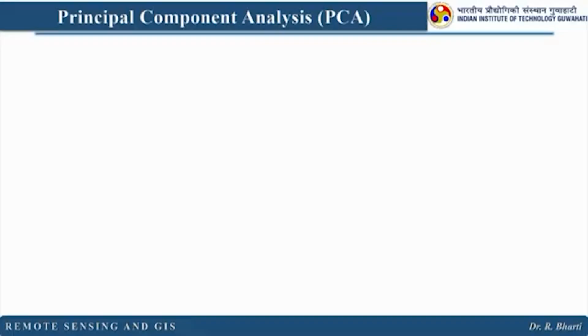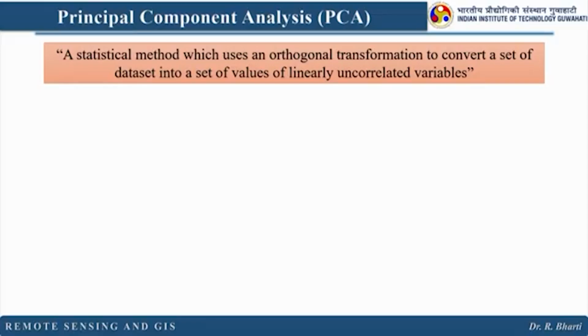Now let us see principal component analysis. This is one of the very important methods or techniques used in image processing, and here we use principal component analysis to get uncorrelated data sets. What do we mean by uncorrelated data sets? That I will explain to you slowly. So let us see the definition of principal component analysis.